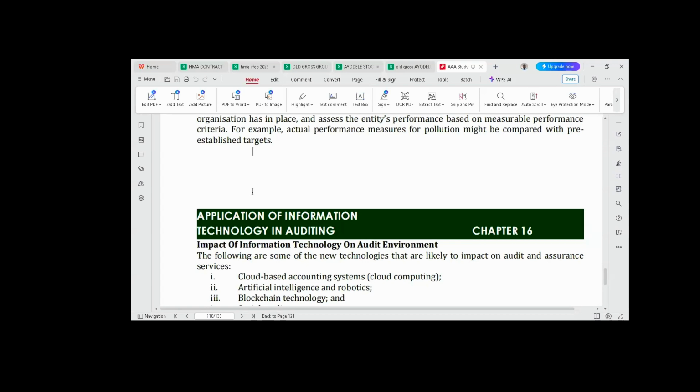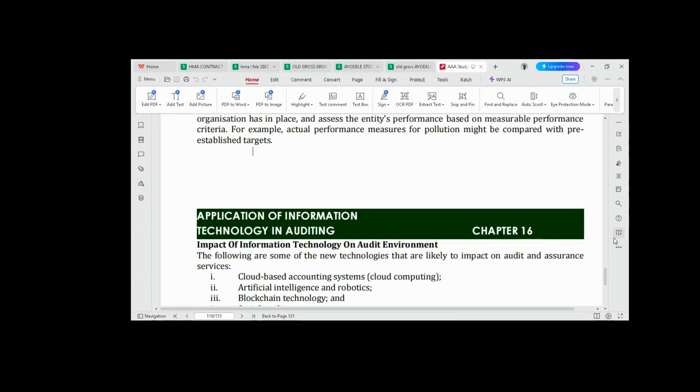Now, today, the final chapter in this our advanced audit and assurance study text or syllabus. And that chapter is application of information technology in auditing. And this is the last chapter of your syllabus. This is the chapter that was introduced when the syllabus was revised in 2021.